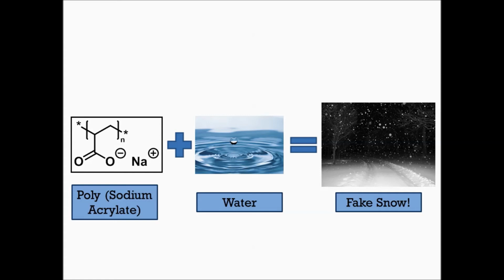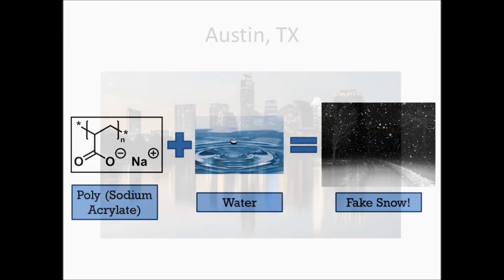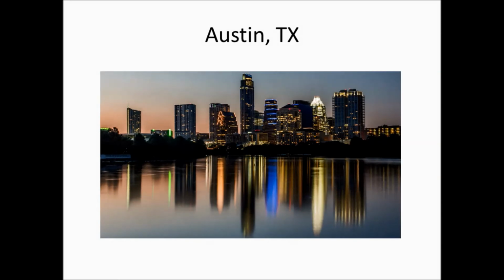Here in Austin, Texas, we appreciate this application a little bit more, as the weather has been around 70 degrees Fahrenheit all throughout this November. So we can pretend to experience snow with this compound when the likelihood of any natural frozen precipitation occurring is pretty low.